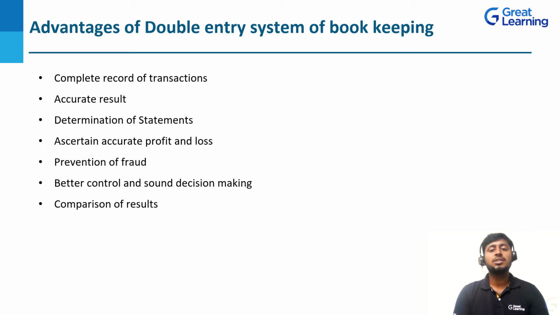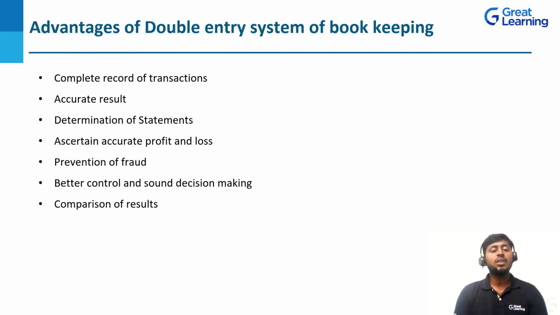In the double entry system of bookkeeping, if we compare with the single entry system of bookkeeping, we will get the complete record of transactions of all the activities. That we can find in the double entry system of bookkeeping. But in the single entry system, we are not going to get the complete record of transactions. So that is the first advantage of double entry system of bookkeeping.